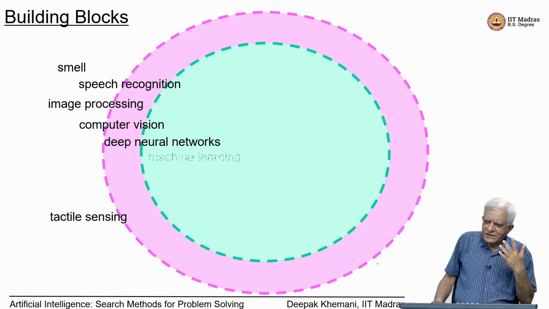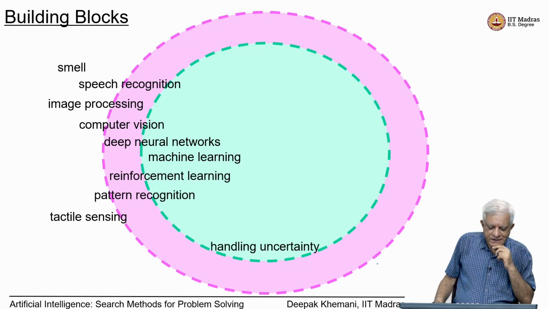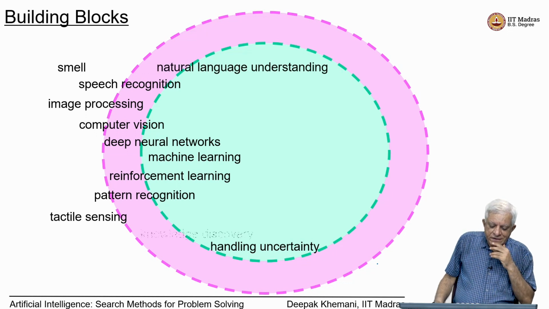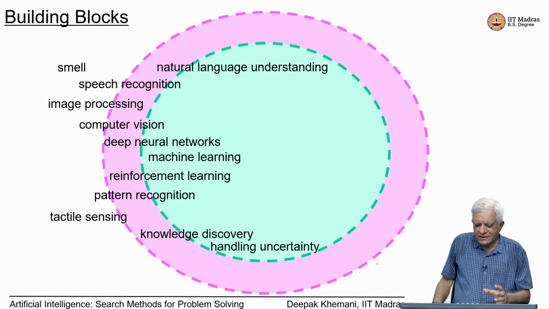Then comes the neural network part, which is instrumental in transforming the signal into a symbol. Deep neural networks are the current rage, as you all know. Machine learning is almost synonymous with AI for many people. Reinforcement learning is something that we will very briefly talk about, and pattern recognition. But apart from that, there is also natural language understanding, knowledge discovery, and handling uncertainty. So, as you can see, we are gradually moving into the cyan, or greenish, part of the circle, which has to do with symbolic reasoning.